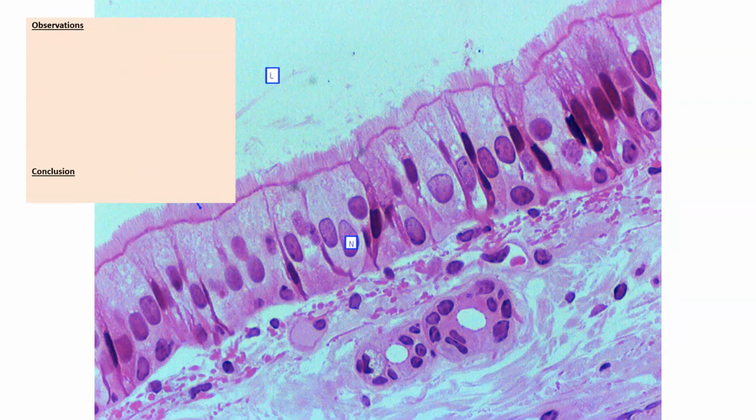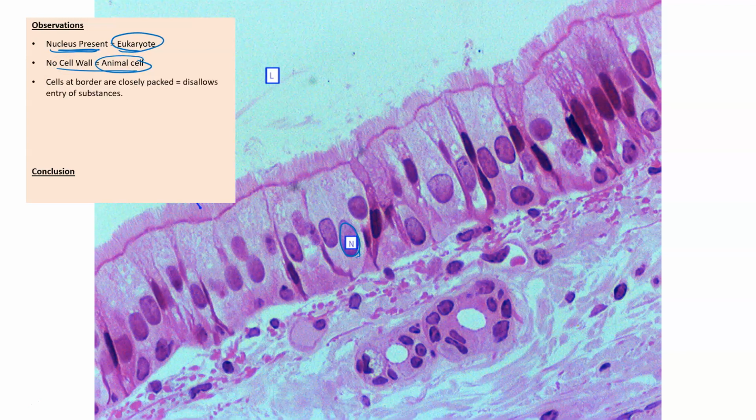Another one, this one looks very different because this one has a different function. Okay, so what are some of the particular observations we can make? Again, there is a nucleus present. You can see these nuclei within each of these individual cells. It has to be a eukaryote. No cell wall, has to be an animal cell. Okay, again, this is not a plant, this is an animal cell.